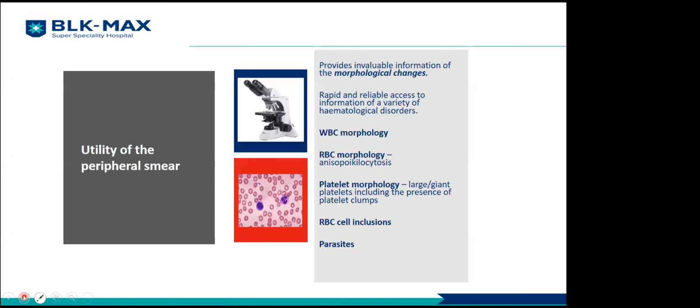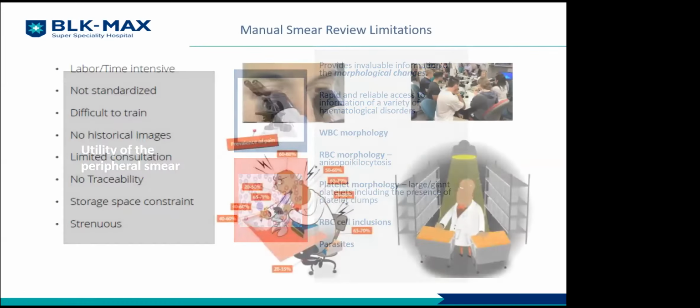So if you look at it, what are you getting? You're getting morphological information, both for RBCs and for the WBCs. And of course, you also look at the platelets. And you also would like to see whether there are any inclusions, any parasites, etc. All this is happening when you are sitting at a microscope and reviewing a peripheral smear manually.